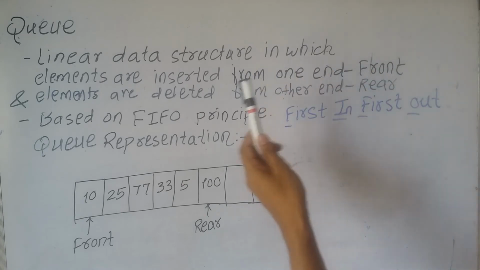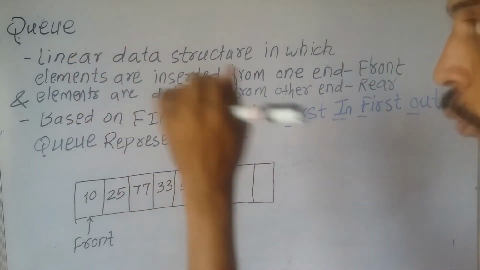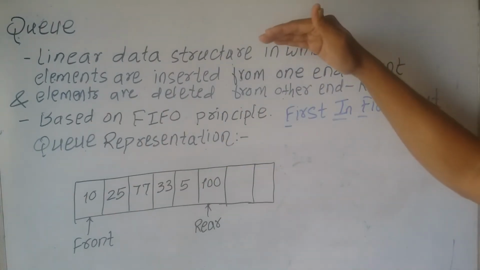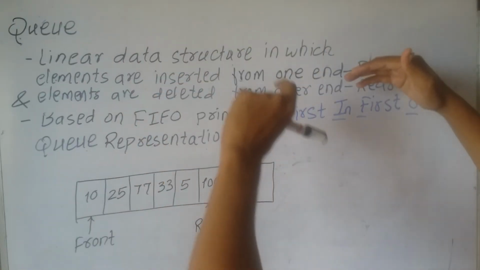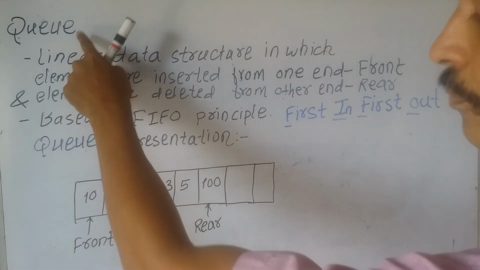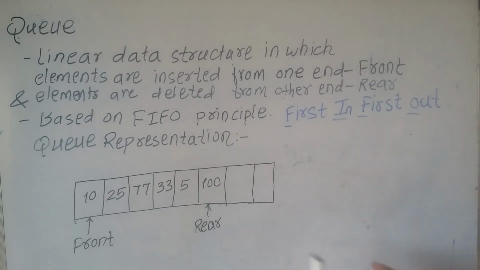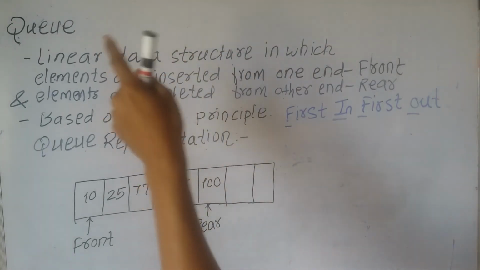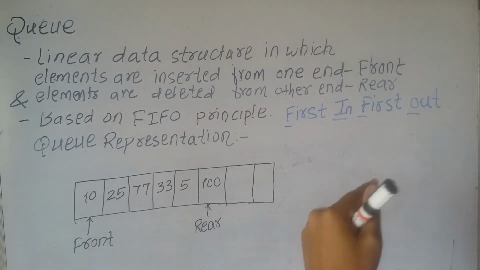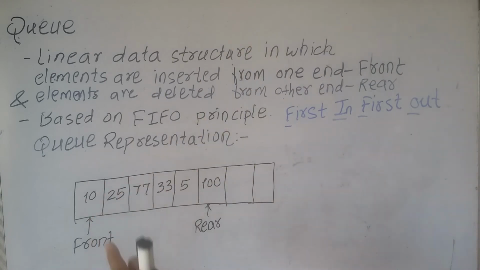So what is the difference? In a queue there are 2 ends available. One end we are using for inserting the elements, and the other end we are using for removing the elements. So this is a queue. In the case of a stack, only one end is available, that is called top. But in a queue there are 2 ends available for us. One end we are using for inserting the element, and the other end for removing the element.